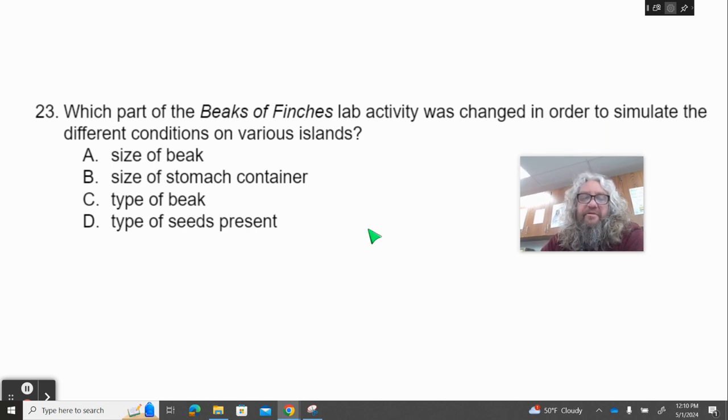Number 23. Which part of the beaks of finches lab activity was changed in order to simulate the different conditions on various islands? A, the size of beak, B, the size of stomach container, C, the type of beak, or D, the types of seeds present?